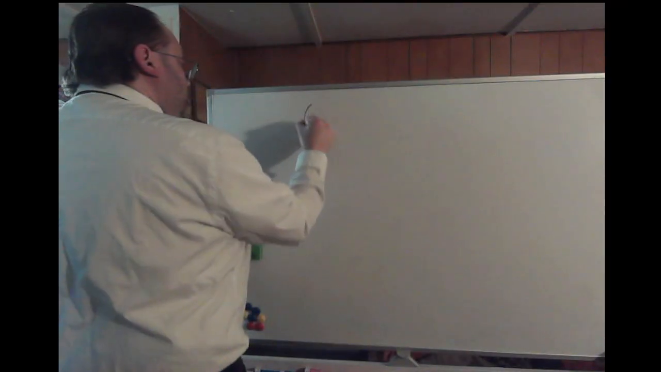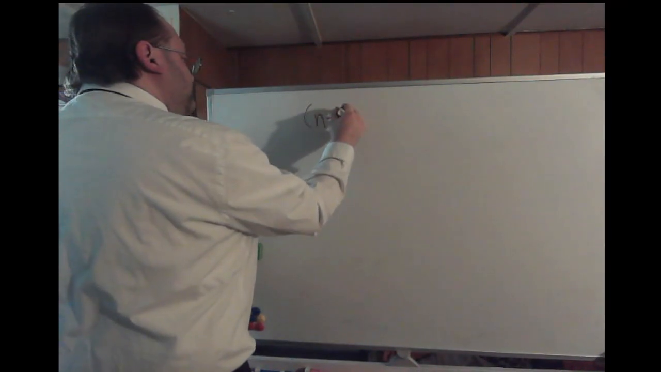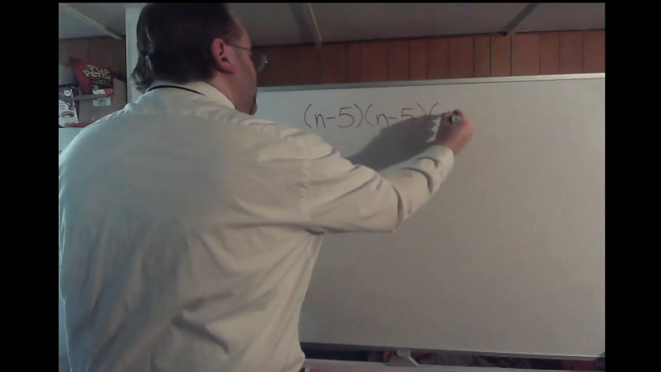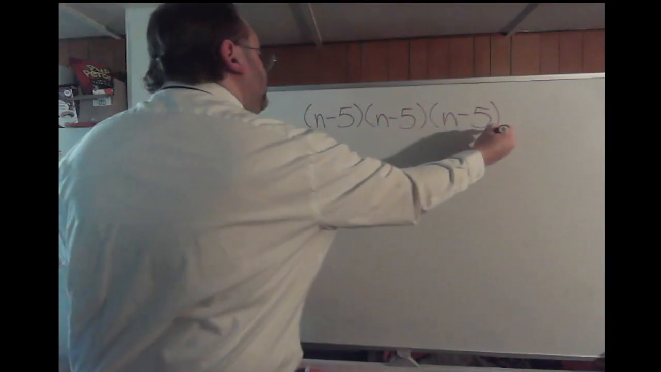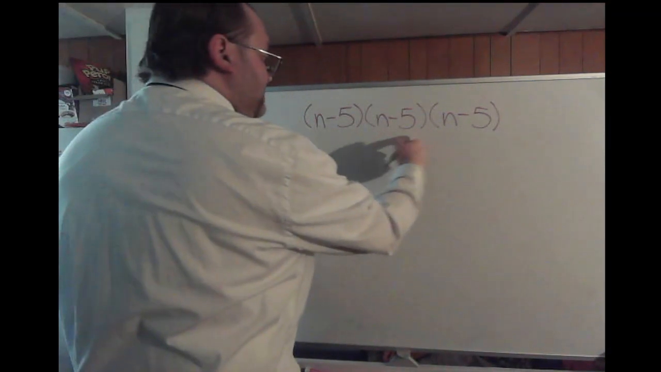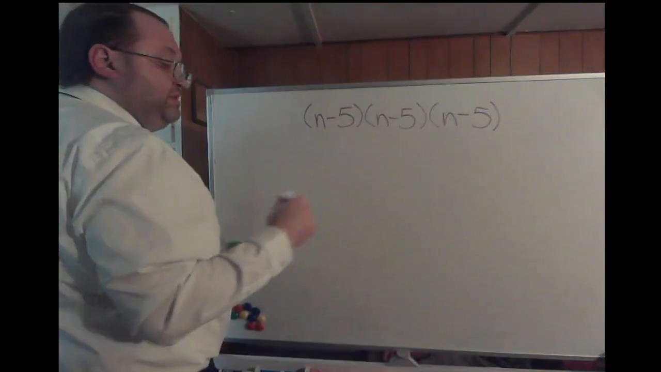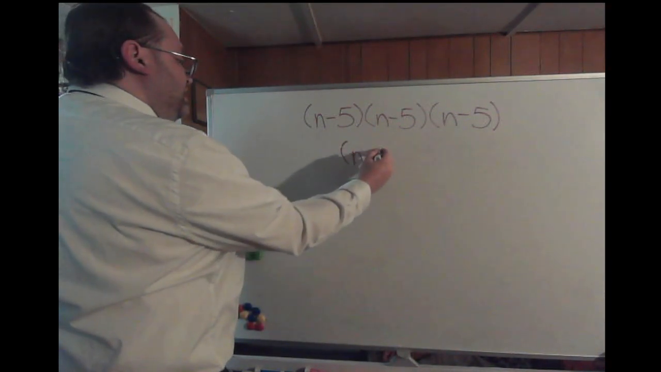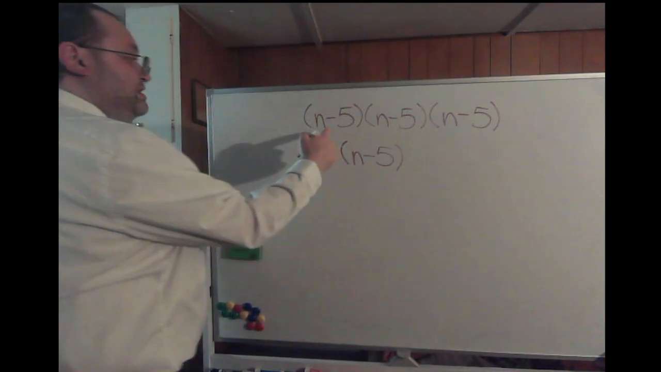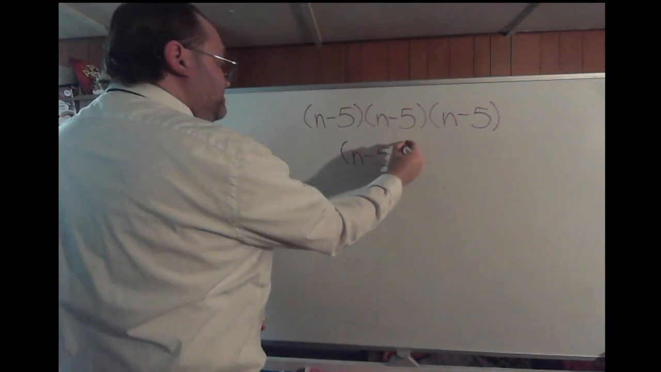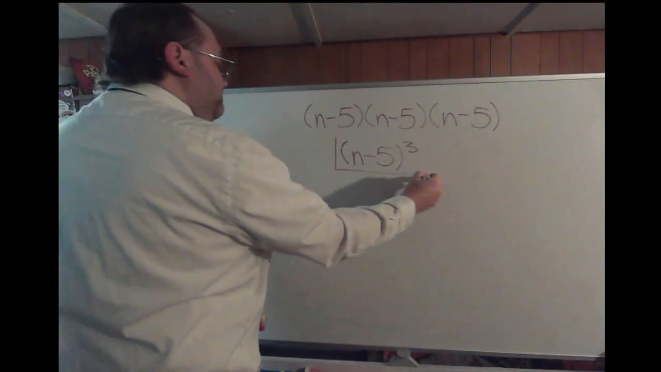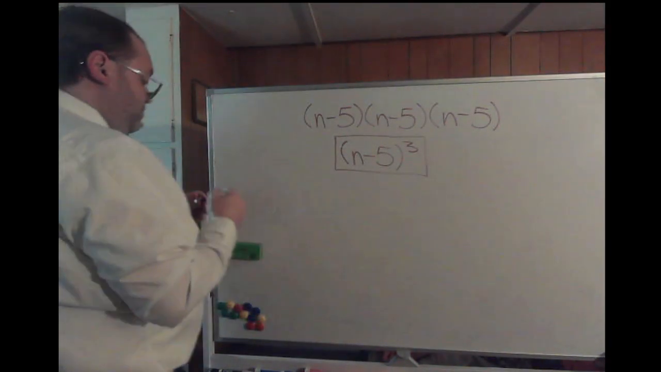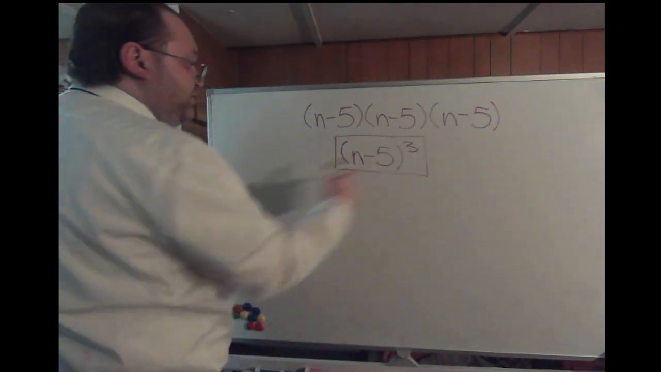Alright. We have the expression n minus 5 times n minus 5 times n minus 5. Well, it's being multiplied by itself 3 times. So the base, what's being multiplied, is n minus 5. Now it's being multiplied 1, 2, 3 times. So the exponent expression for this would be n minus 5 to the third power. That's the answer you get, n minus 5 to the third power.